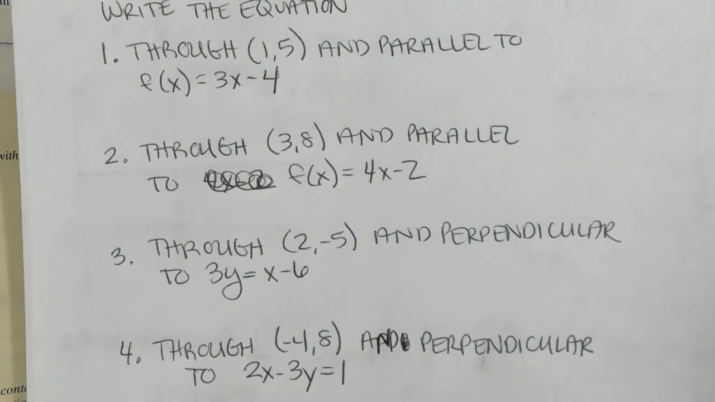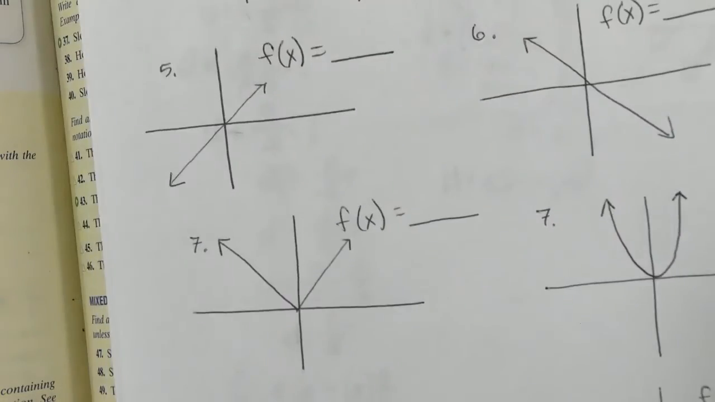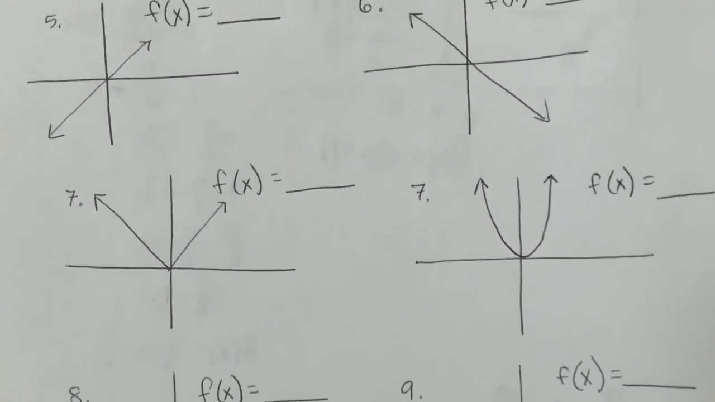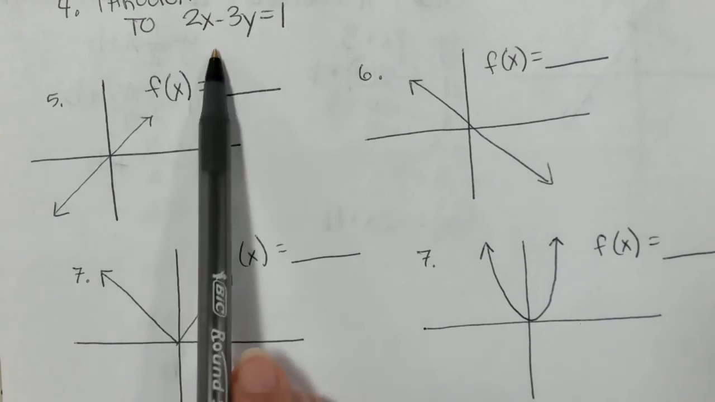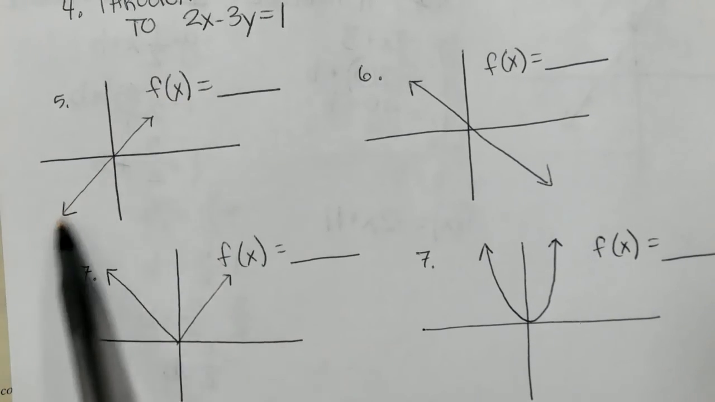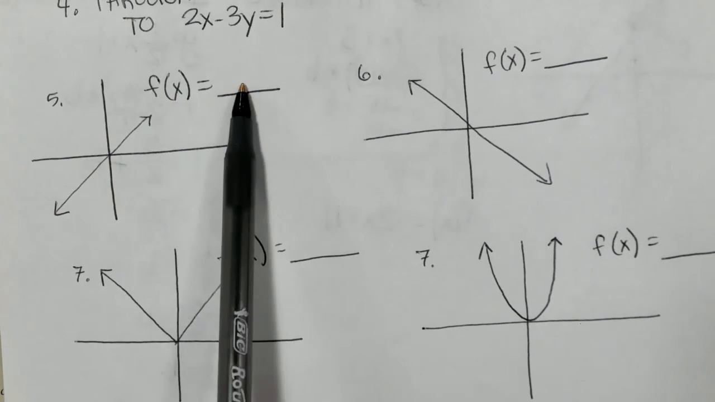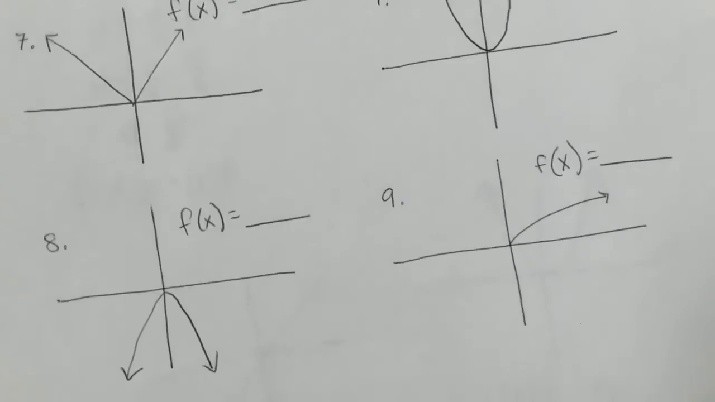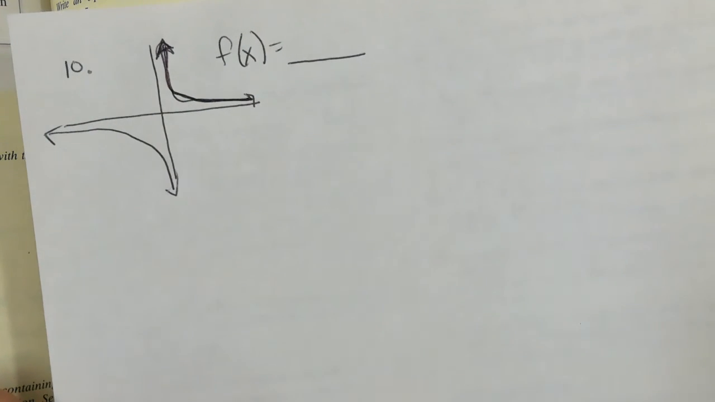All right, so 5 through 10, you're going to identify graphs. So here's 5 and 6, 7, 8. So you just write what it is. Like for this one, f of x equals what? So look at the graph notes, go back to the video if you need to. What does this type of graph represent? Here's 8 and 9, and then the last one is 10. So I'm going to put those up right now.